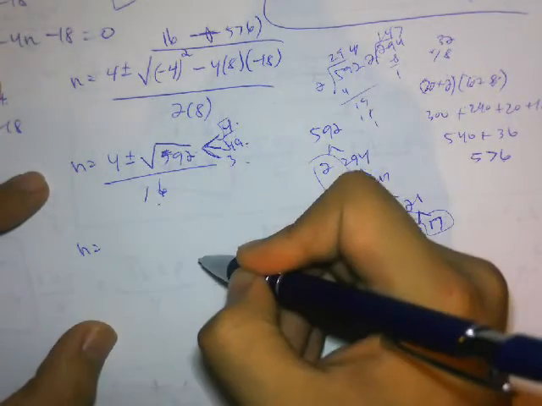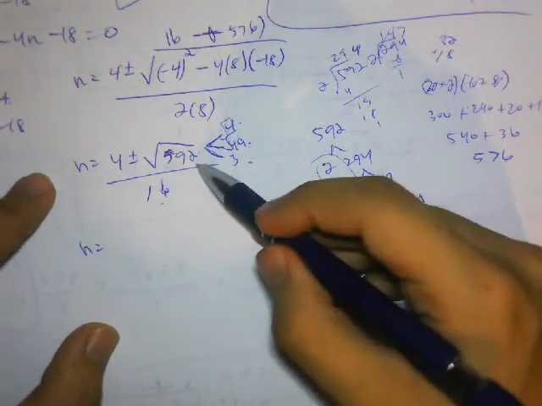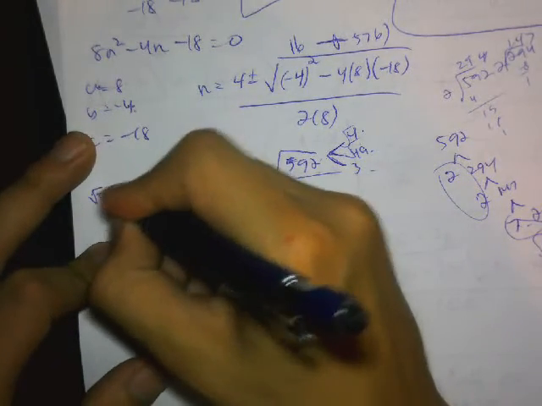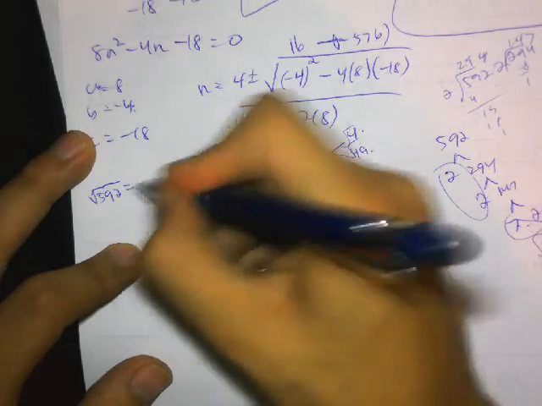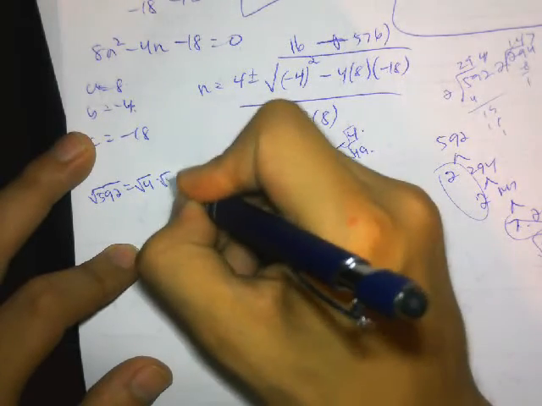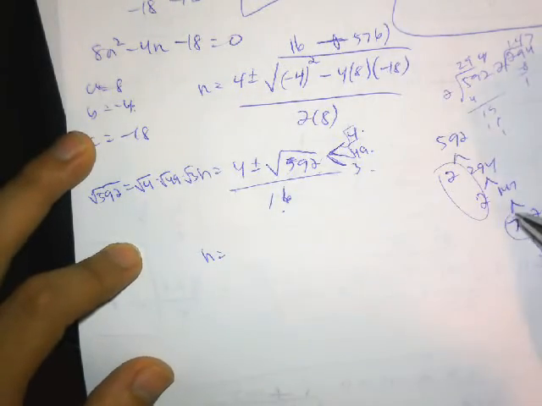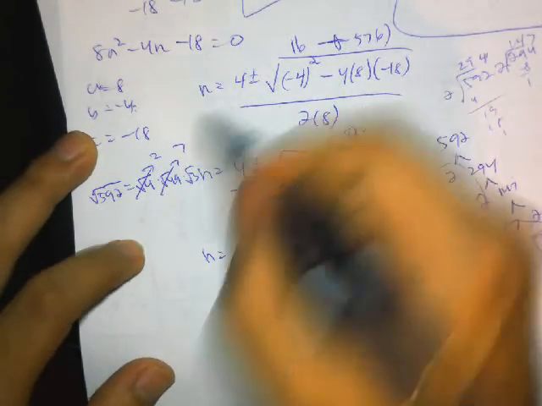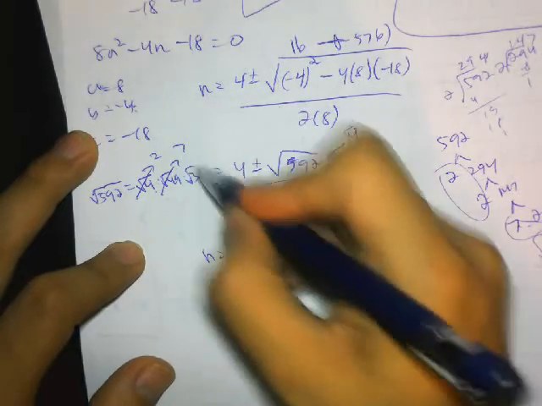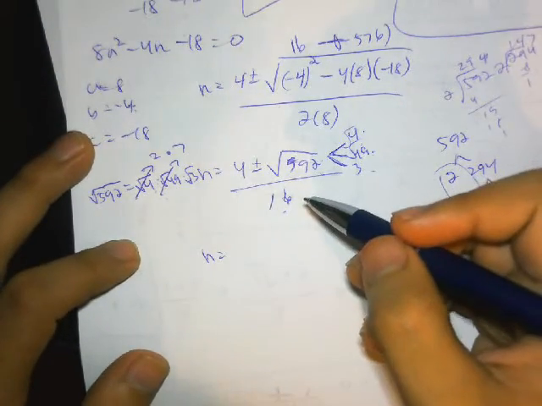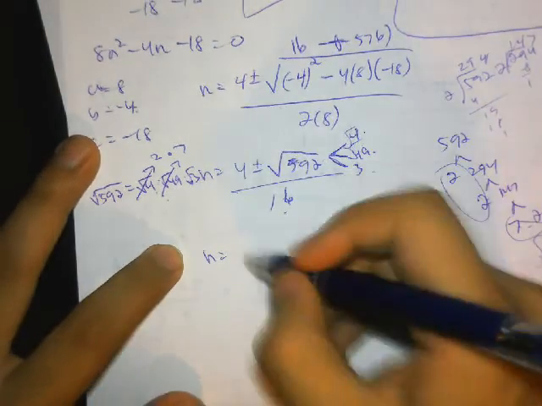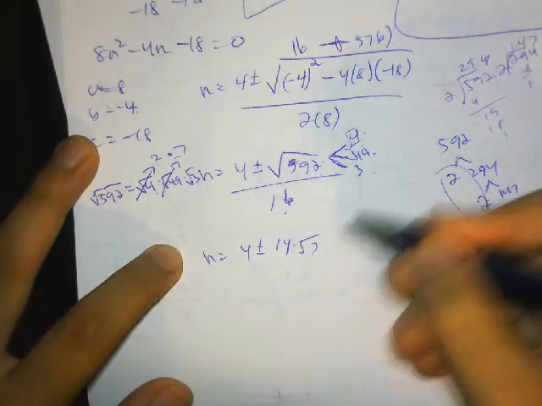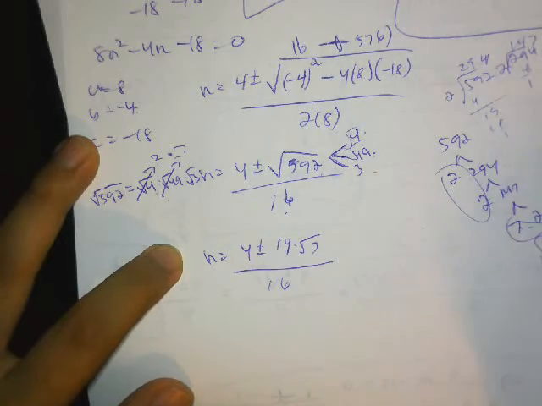So what that would look like is, first let's visualize the square root first. The square root of 592 is equal to the square root of 4 times the square root of 49 times the square root of 3. This is 2, this is 7, and this is 3. And again, we're still multiplying everything out, so when you bring it out of the radical, make sure that you multiply those two numbers. So now n is 4 plus or minus 2 times 7 is 14 times the square root of 3 over 16.